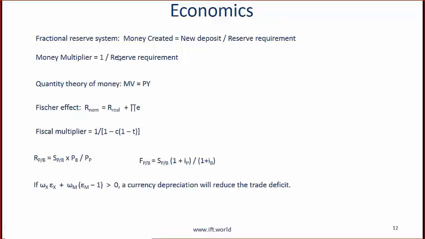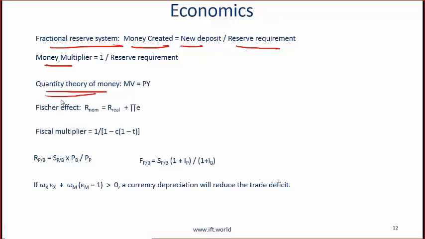All right, this is the final economics slide. When we talk about money creation and the fractional reserve system, the money created is when you deposit. So the amount of the deposit divided by the reserve requirement. So the money multiplier is 1 over the reserve requirement.